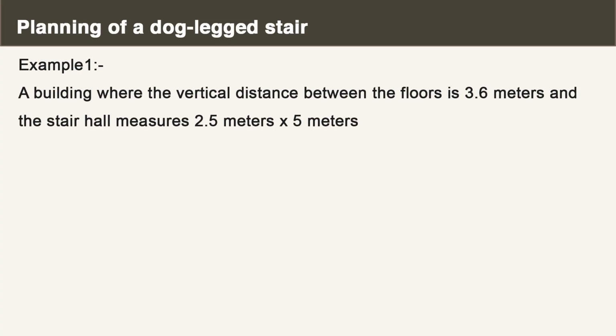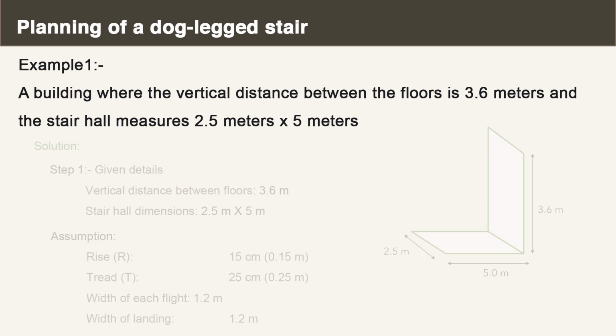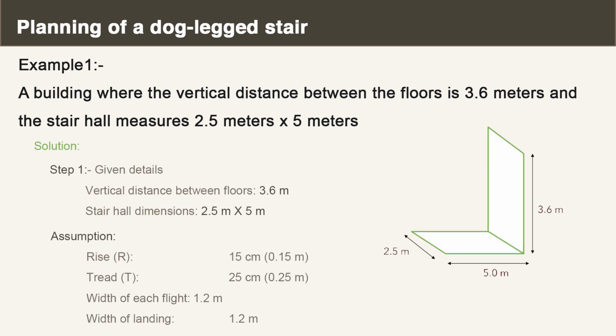Let us now walk through the planning of the dog-leg stair for a building where the vertical distance between the floors is 3.6 meter and the stair hall measures 2.5 meter by 5 meter. So, the problem statement is like this: plan a dog-leg stair for a building in which the vertical distance between the floors is 3.6 meter. The stair hall measures 2.5 meter by 5 meter. First, let us understand the requirements and dimensions we are working with.